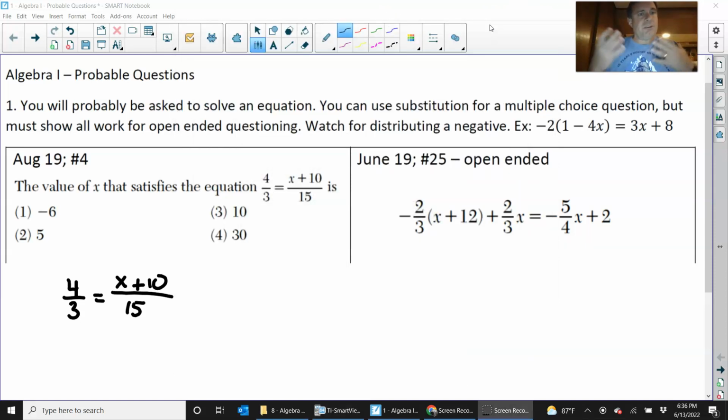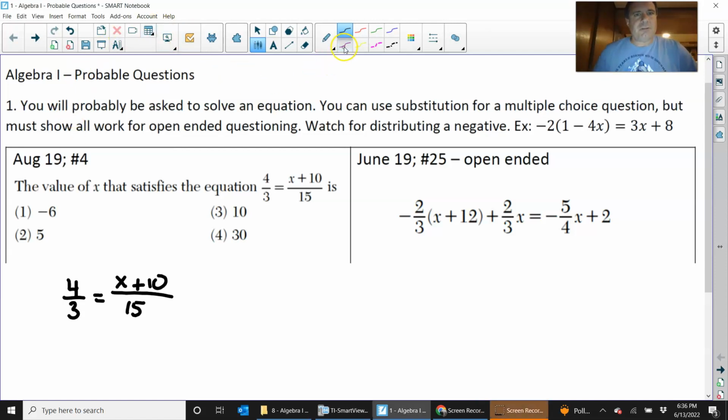Number 1, you will probably be asked to solve an equation. You can use substitution for a multiple choice question. Just remember that. But you must show all work for an open-ended question. Watch for distributing a negative. They will ask you to distribute a negative somewhere on this test, and you just have to watch for that. Just be careful.